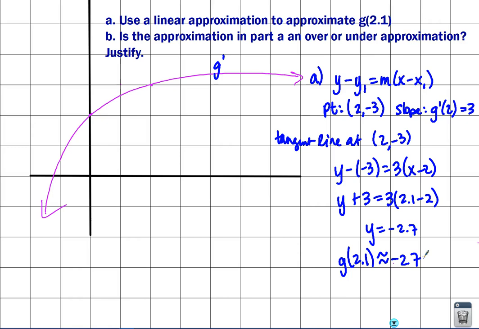So then part B is asking me, is the approximation in part A an over or under approximation? Justify.